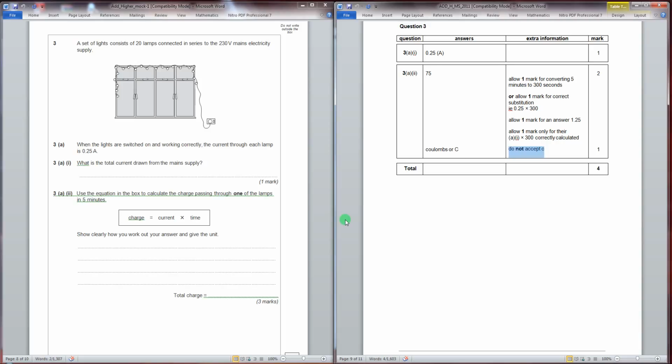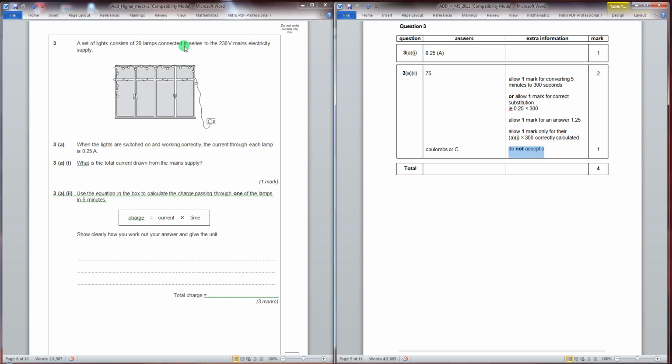Question 3 is quite a short question, with only 4 marks, but there are some little subtleties to it. So, a set of lights consisting of 20 lamps connected in series to the 230 volt mains electricity supply. When the lights are switched on and working correctly, the current through each lamp is 0.25 amps. What is the total current drawn from the main supply?